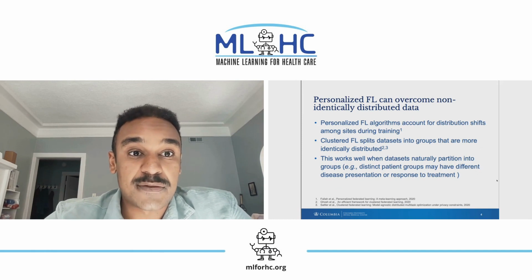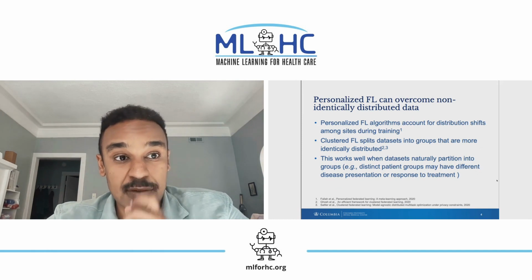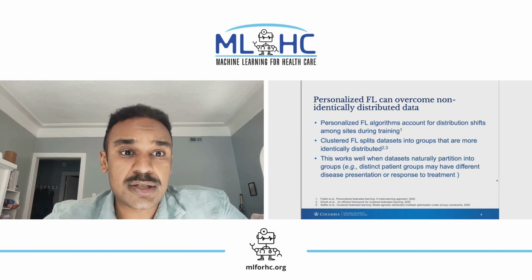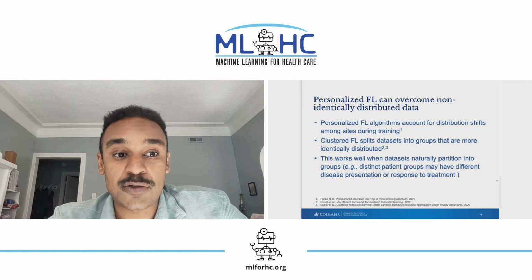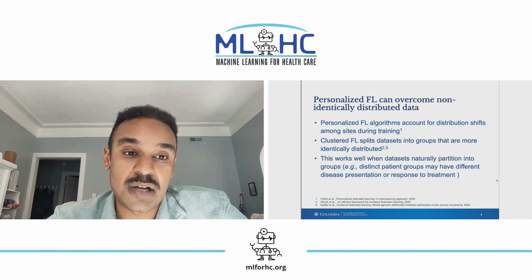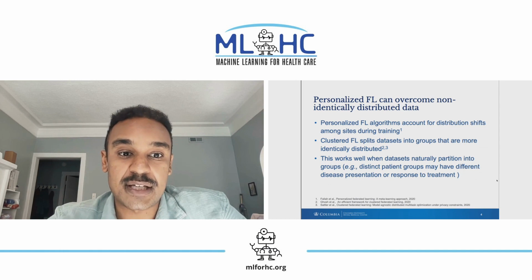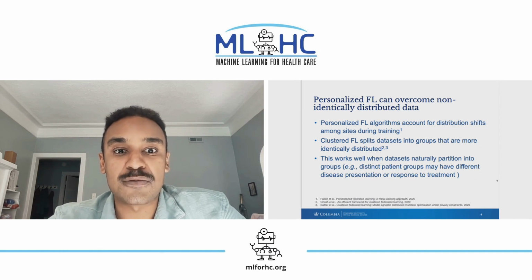One way in which people have tried to overcome this is via personalized federated learning, in which the algorithm tries to account for distribution shifts among sites while training. An example of this is clustered federated learning, in which you try to split the datasets into groups that are more identically distributed. And this works well when the datasets already naturally partition into different groups. So for example, if you have different patient cohorts that may have different disease presentation or response to treatment, and you feel that they may benefit from separate model training.